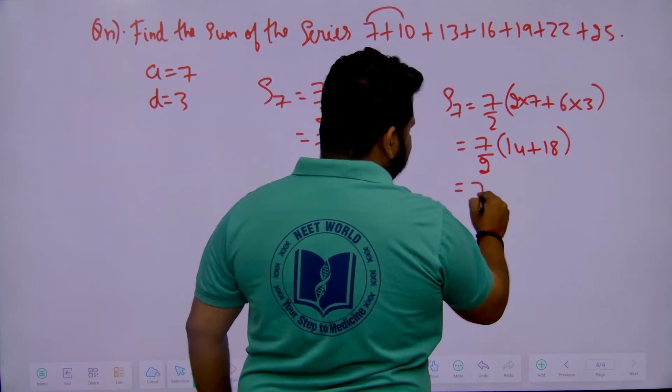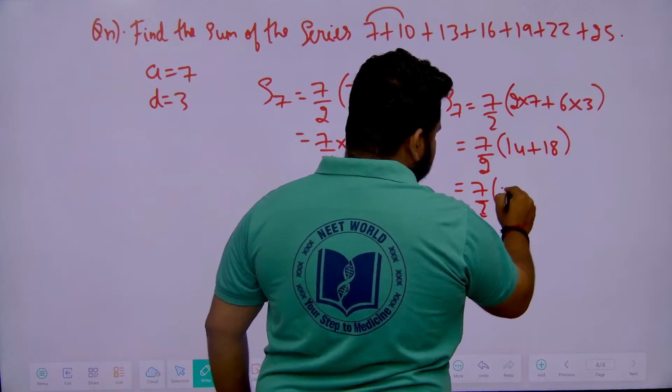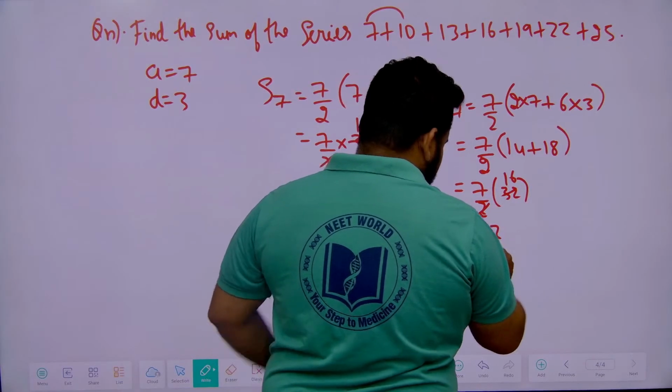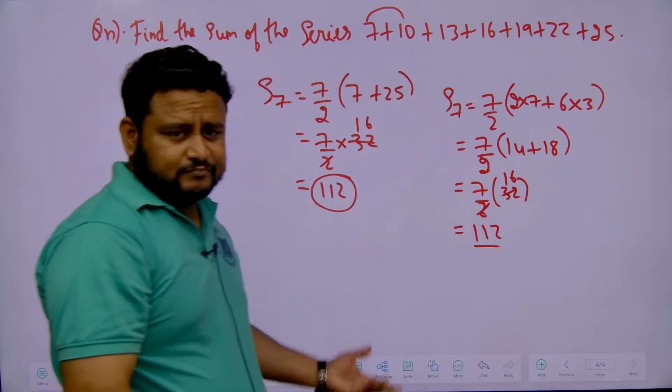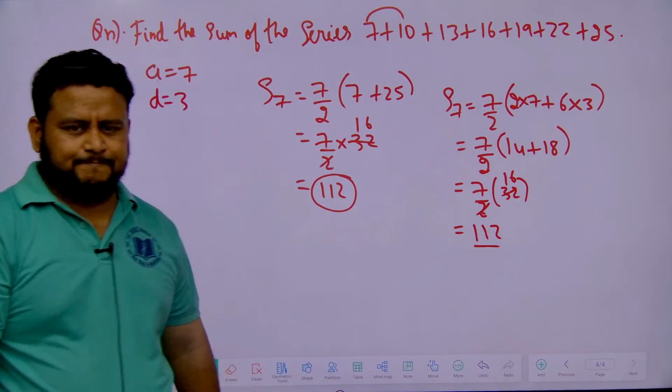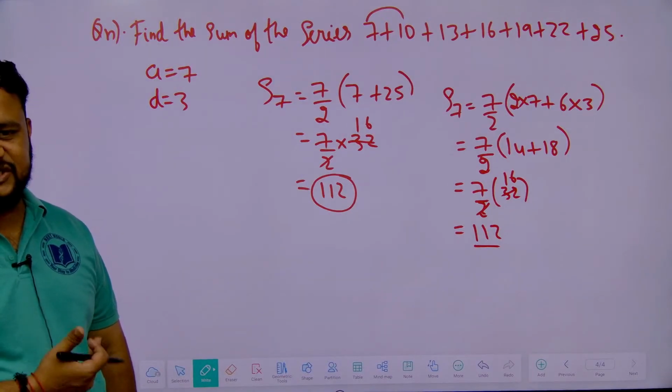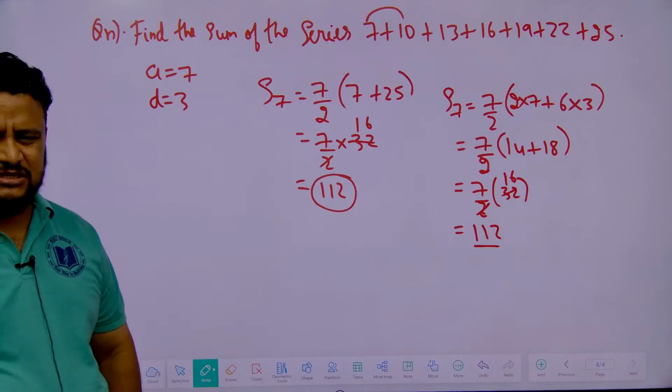So what we will get? 7 by 2, 18 plus 14 is what we will get? 32. 2 1s are 2, 16 7s are 112. You can use any of the formula because you know the value of n and you also know the value of last term. Okay, that's all is the concept of AP.